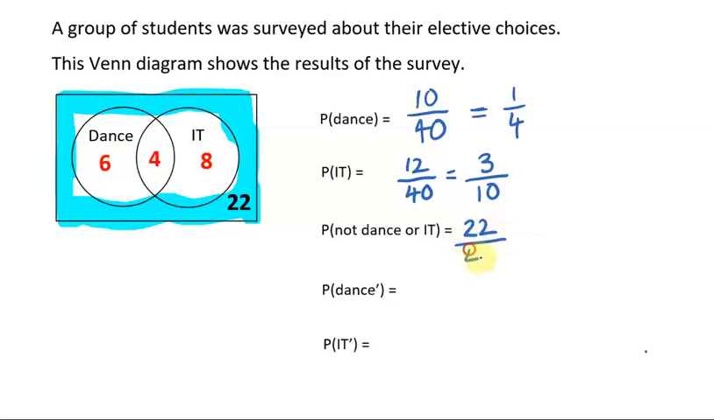out of a possible or total number of 40 surveyed students. Again, we have to simplify our fraction. 22 over 40 simplifies down to 11 over 20. Both are even numbers, so we can divide them both by 2 to simplify those fractions.